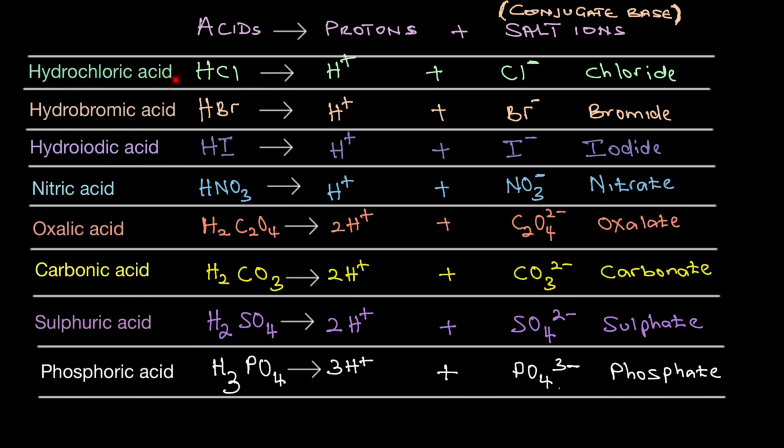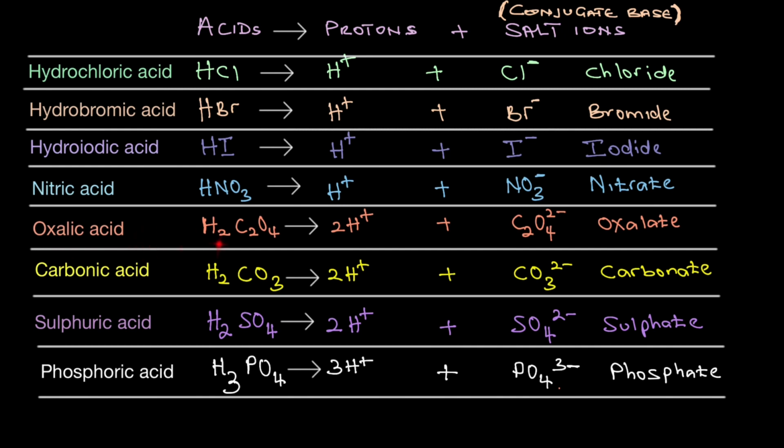Hydrochloric acid loses H+ to form chloride, Cl minus, so that is a conjugate base, and the salt ion has lost one H+, hence 1 minus. All these acids are losing 1 H+, and therefore they have a negative charge, 1 minus. This is nitrate from nitric acid. This is iodide from hydroiodic acid.